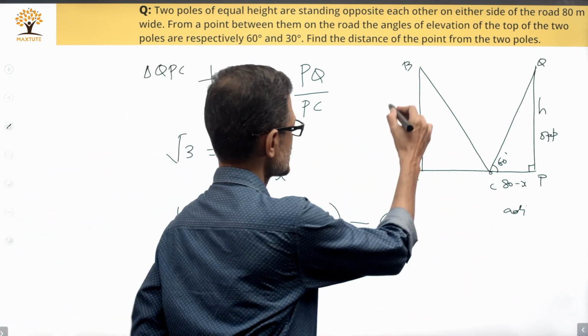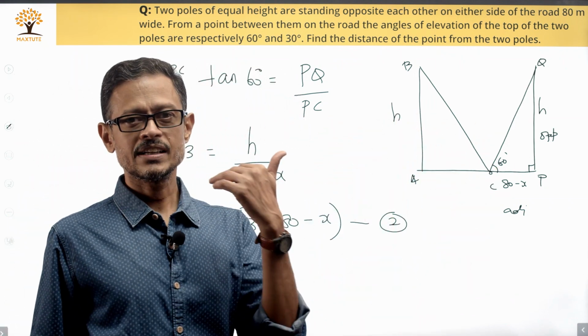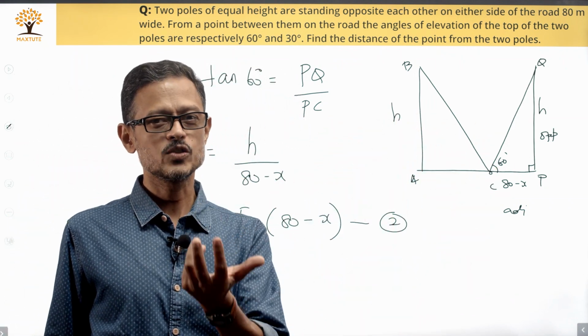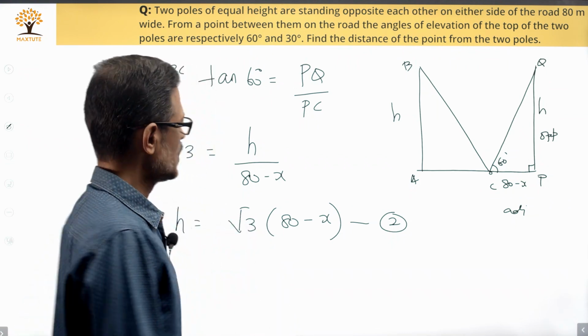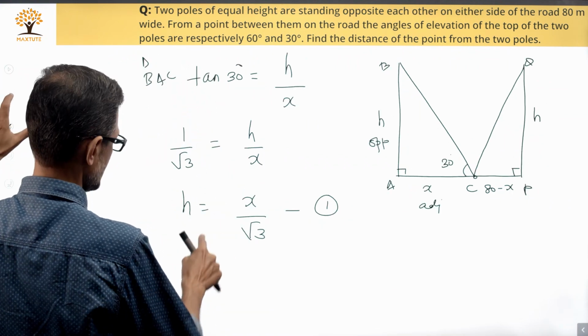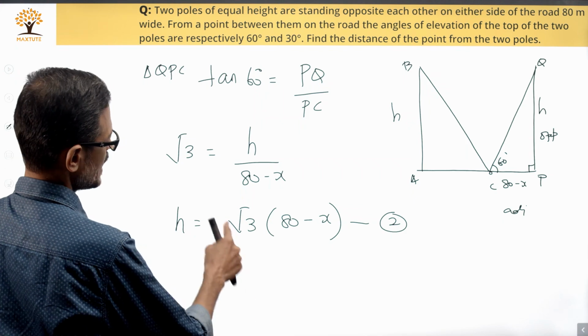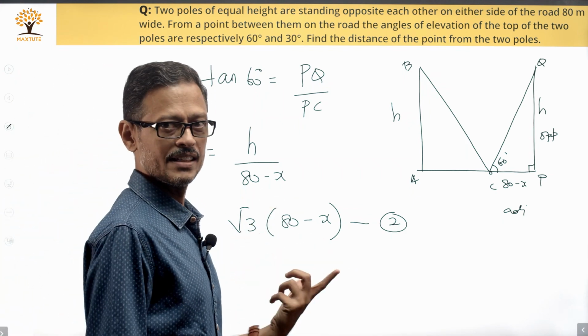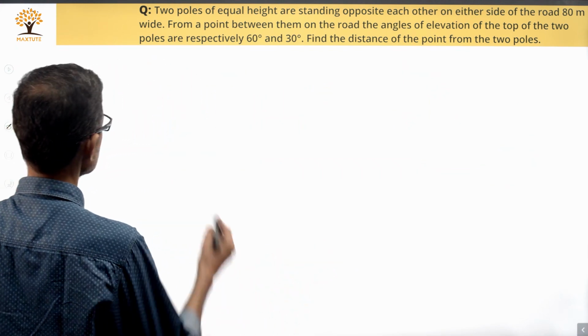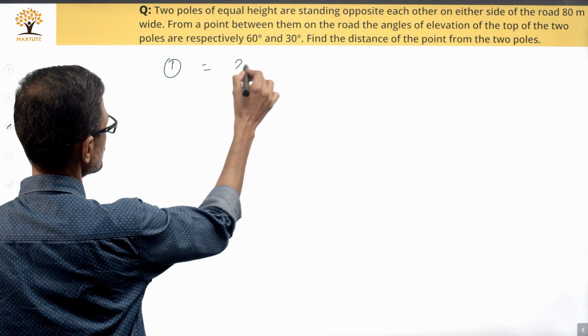Height of both the poles are the same. So, whether you measure h as AB or measure it as PQ, it should measure the same for us. So, we got h is equal to x by root 3 in equation 1 and root 3 times 80 minus x in equation 2. So, let us equate equations 1 and 2.